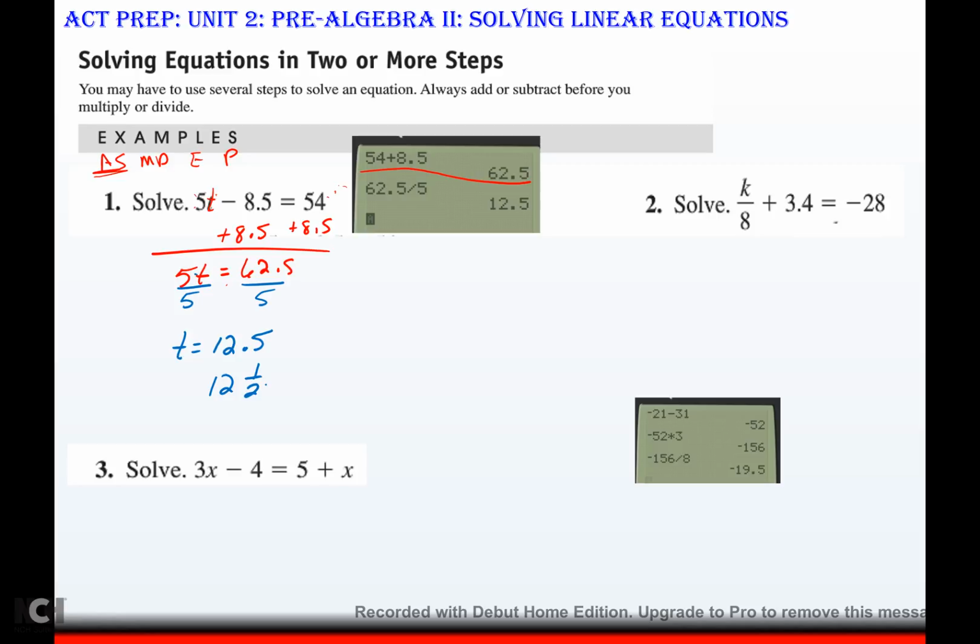I didn't do the math in there, but it'd be 25 over 2. Okay? Now, on 2, this is pretty interesting. Again, if we're looking at getting rid of things in Asmodep order, they're doing two things to k. They're dividing and they're adding. Well, in order, I have to get rid of adding first. So I'm going to subtract 3.4.